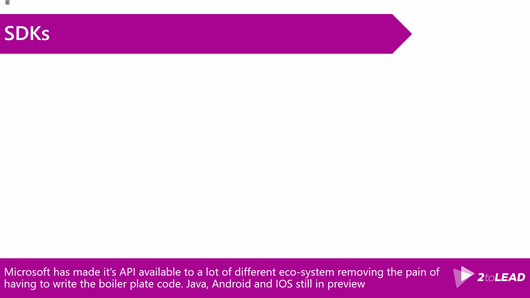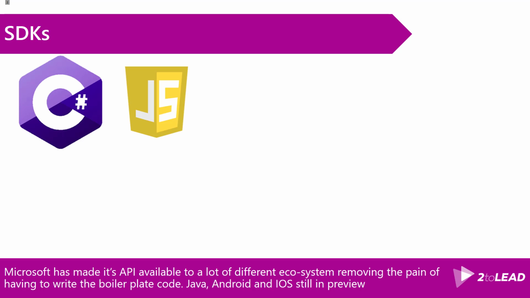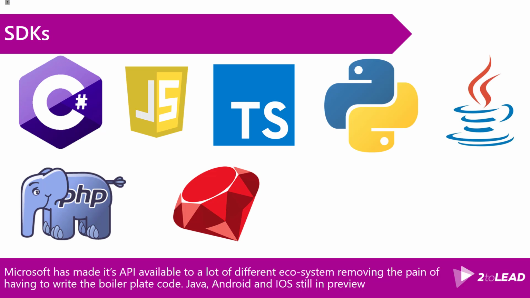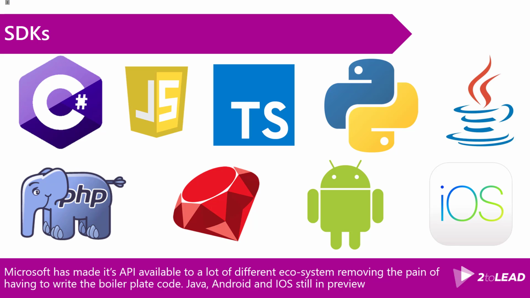In terms of SDKs, you have, of course, C#, JavaScript, TypeScript, Python, Java, PHP, Ruby, Android, and iOS. Most of those are the same ones as Azure Functions, and we'll see that later. But some of those are oriented for mobile developers as well. Keep in mind that Android and iOS are still in preview today, as well as Java. So they are not to be used for production workloads.